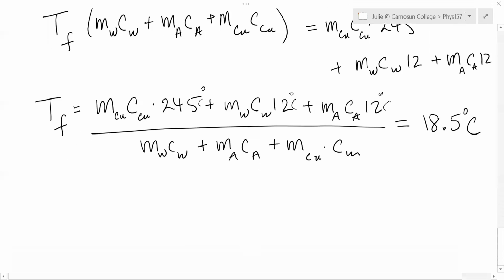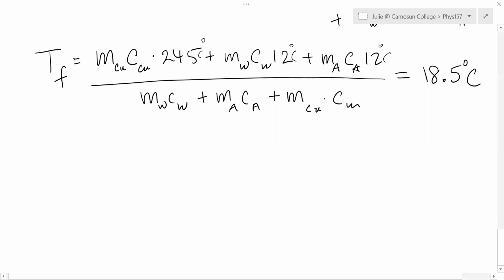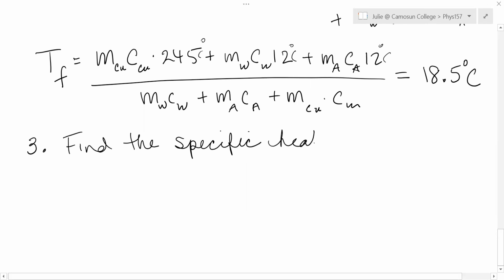Okay, and then the last question I want to do here is not, TF isn't unknown, but the specific heat capacity is unknown because you have this in your lab. So question number 3, we're trying to find the specific heat capacity of an unknown metal. And that's what you're going to do in your lab as well.